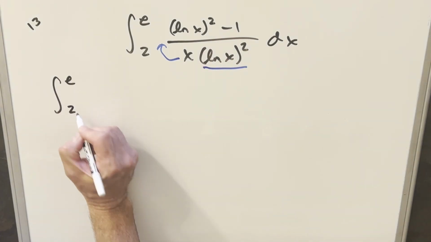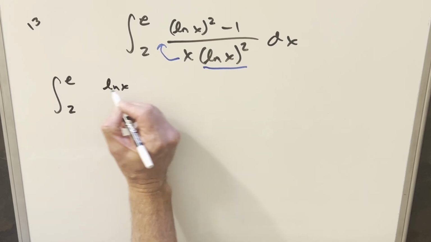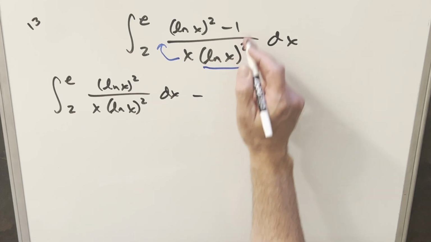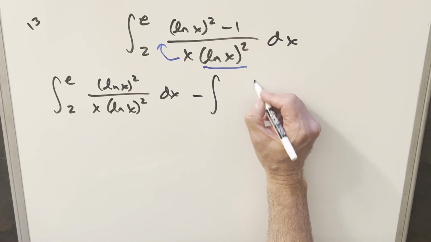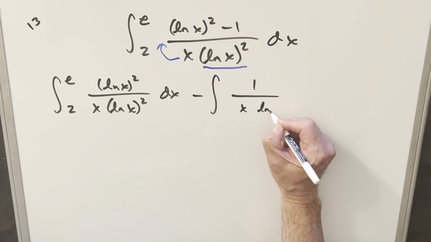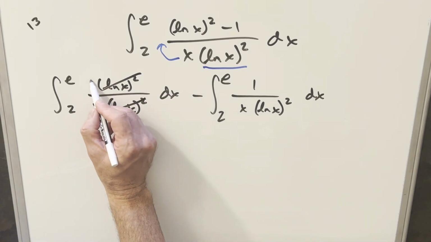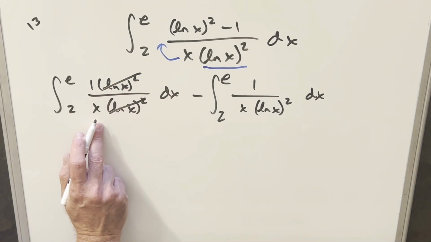So we'll split this into two integrals. The first one, we're just gonna have natural log x squared over this stuff. And then for the second one, we'll just have this 1 in the numerator, so it's just gonna be 1 over the same denominator. But doing that, now we have cancellation over here on the left one. We'll just leave a 1 over x, and that's gonna be an easy integral.